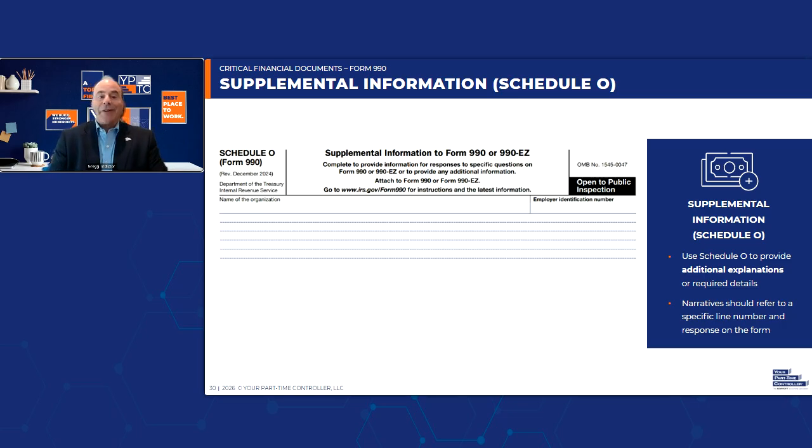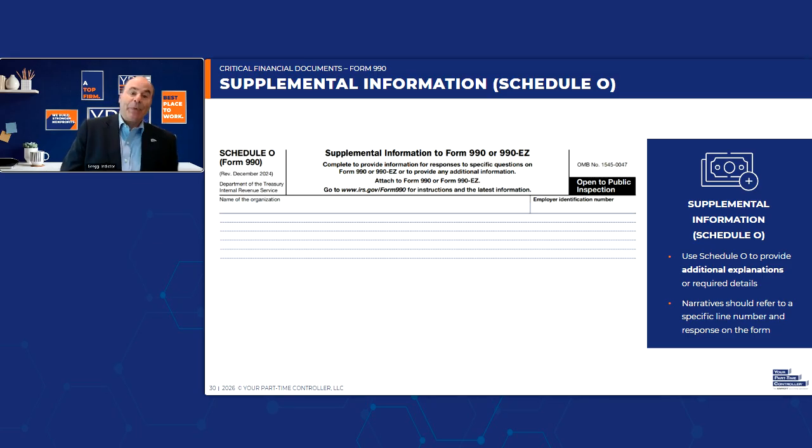Okay, finally, we are at Schedule O. This is the form that allows us to provide additional explanations, maybe some required details that support some response elsewhere on Form 990. This is where the organization can add narratives and context to help readers understand what's behind the numbers and provide more information to those yes or no questions that were in the previous sections of the 990.